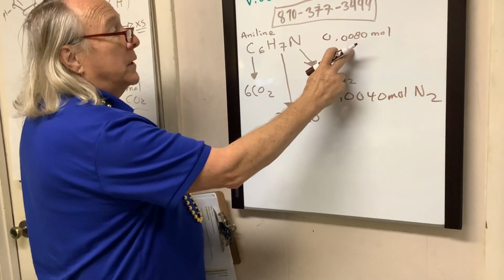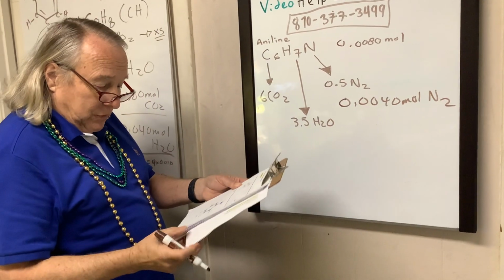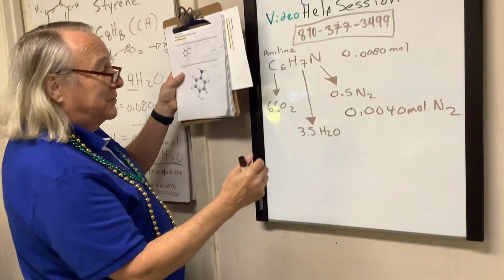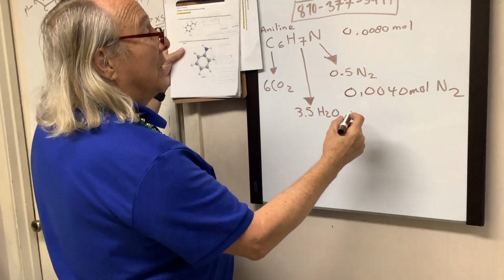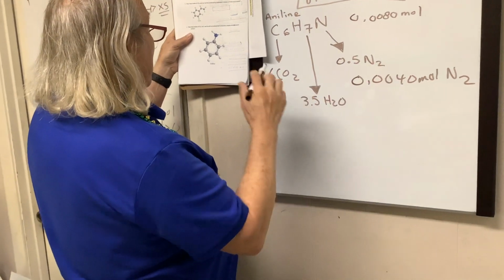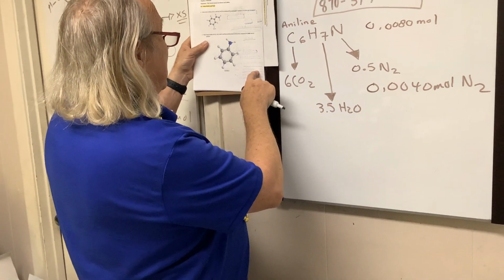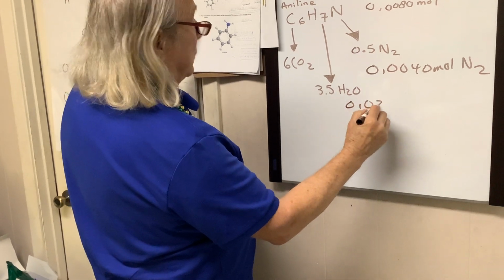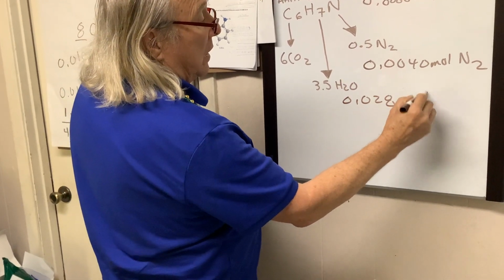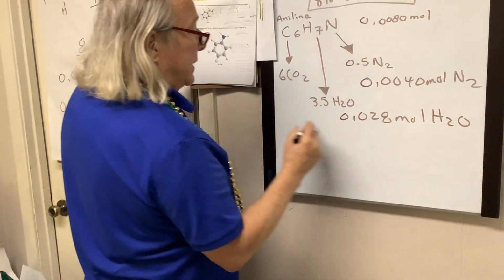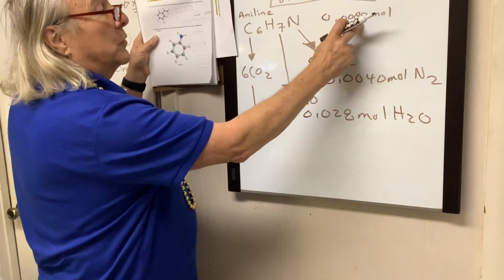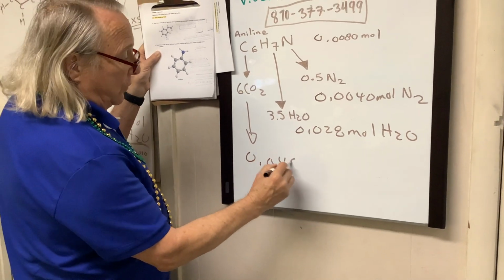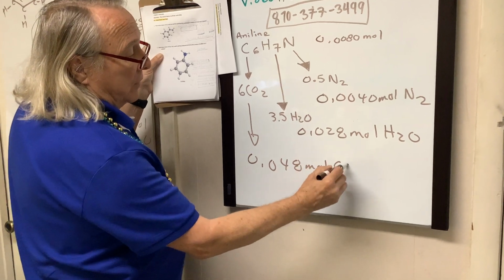How much water will I produce? 3.5 times as much. I did the calculation right here. I'm not going to multiply 8 times 3.5 in my head. What would that be? 3 times 8 is 24, and another half of 8 is 28. So that's 0.028 mole of water. And then for the carbon dioxide, I just multiply 0.008 times 6, so that's 0.048 mole of carbon dioxide.